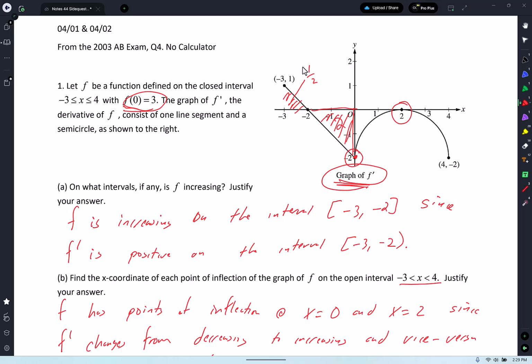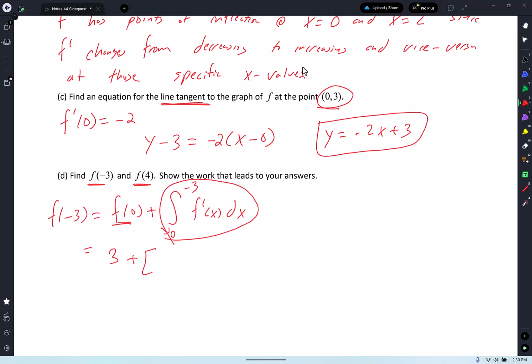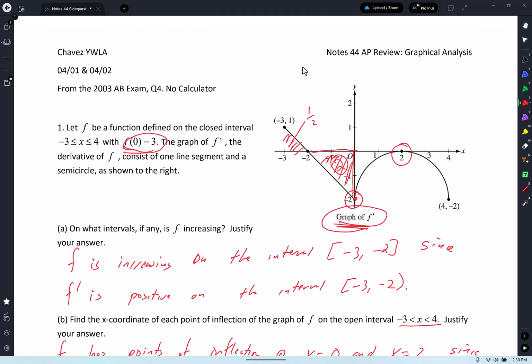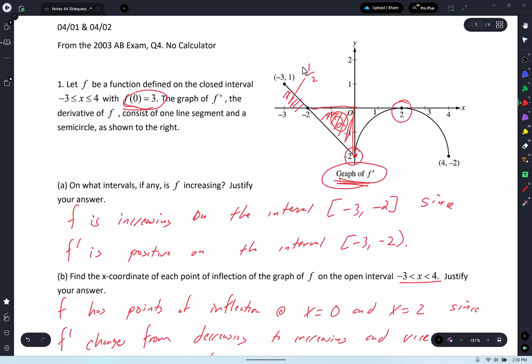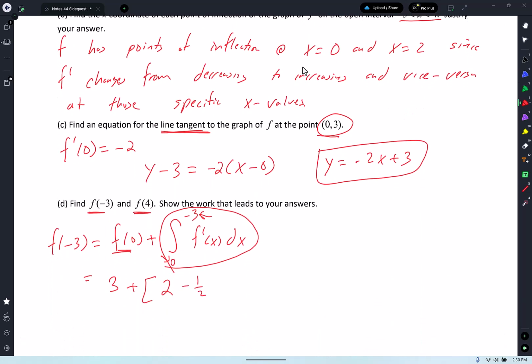Excuse me. We're going backwards. Child, what do you mean by going backwards? You started at 0 and ended at negative 3. So because we're going backwards, this 2 is not negative. It's positive. So 2. And this half, it's not positive. It's negative because I'm going backwards. I'm going from 0 to negative 3. Does that make sense to you guys?